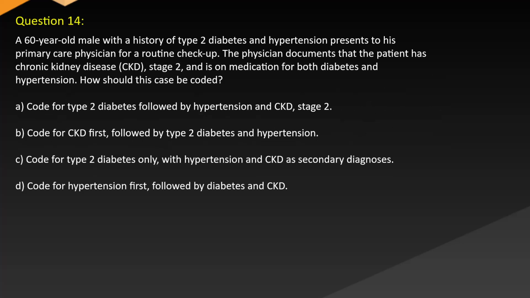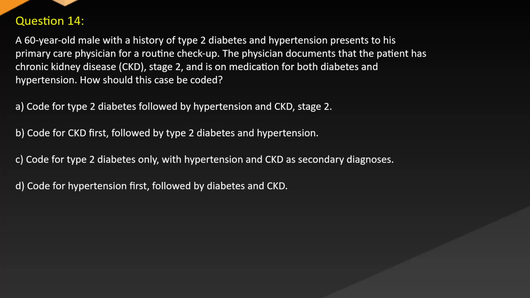Question 14. A 60-year-old male with a history of type 2 diabetes and hypertension presents to his primary care physician for a routine checkup. The physician documents that the patient has chronic kidney disease (CKD) stage 2 and is on medication for both diabetes and hypertension. How should this case be coded?